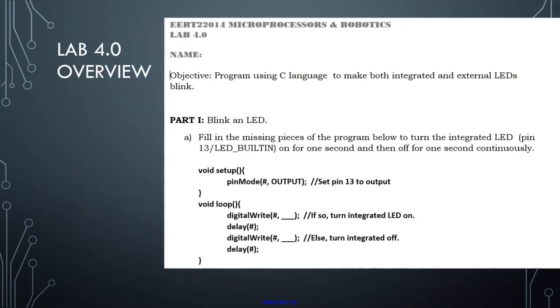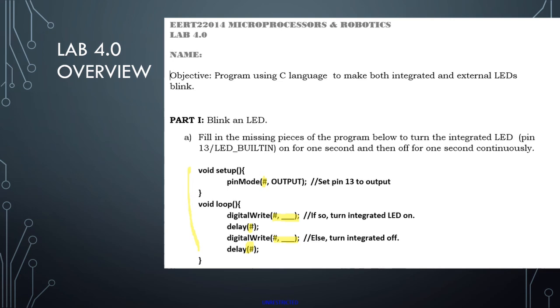Let's go ahead and we will review Lab 4.0. So the objective of this lab is to use C language. This will be your first time programming in C, and you will be programming an integrated LED and connecting some external LEDs. So for part 1, you're going to blink an integrated LED, and I've given you most of the code that you need here, but I have asked you to fill in the missing pieces. So you'll need to fill in the pin number, you'll need to fill in this digital write information in both cases to turn the LED on and off, and put in an appropriate delay. And so I outlined that here.